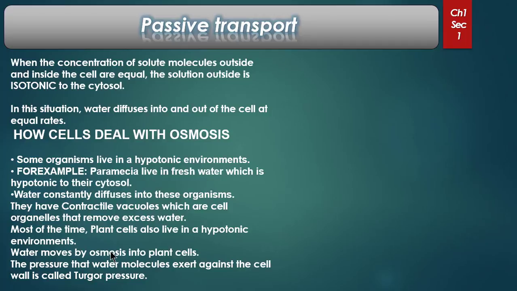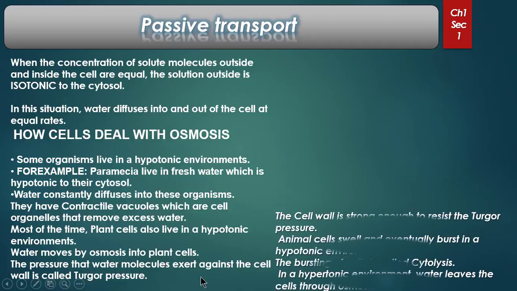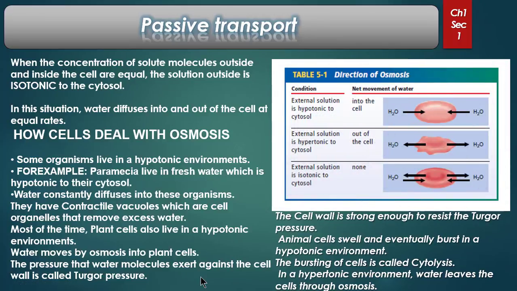The cell wall is just going to be strong enough to take the pressure that water molecules exert against the cell. So what is here now actually? The pressure that water molecules exert against the cell wall is called turgor pressure. The cell wall is protecting the cell, actually not letting the water get in a lot, okay. So the cell wall is strong enough to resist the turgor pressure.